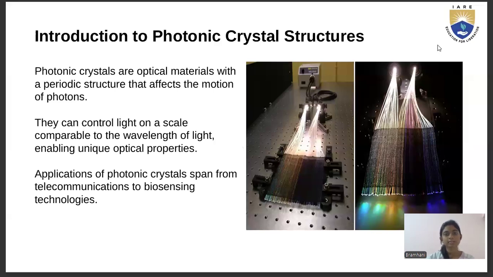Introduction to photonic crystal structures. Photonic crystal structures are optical materials with a periodic structure that affects the photons. They control light on a scale comparable to the wavelength of light, enabling unique optical properties. Applications of photonic crystals span from telecommunications to biosensing technologies.